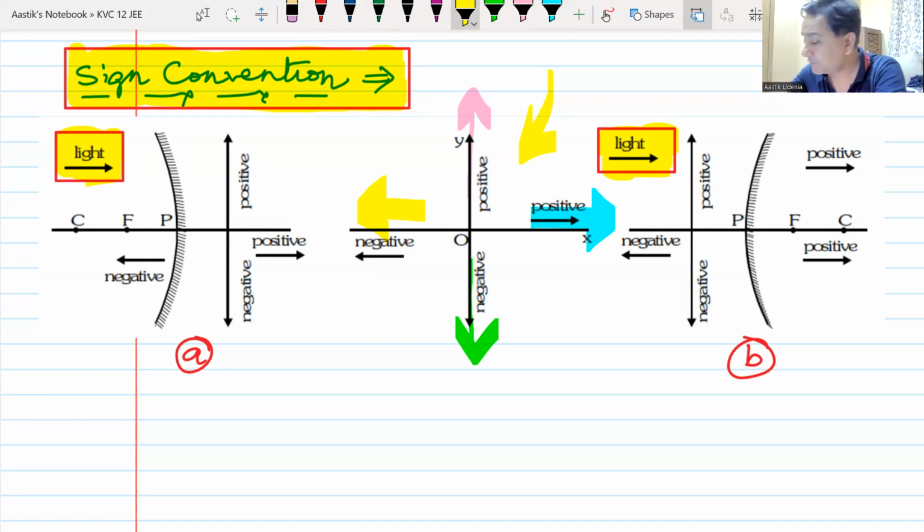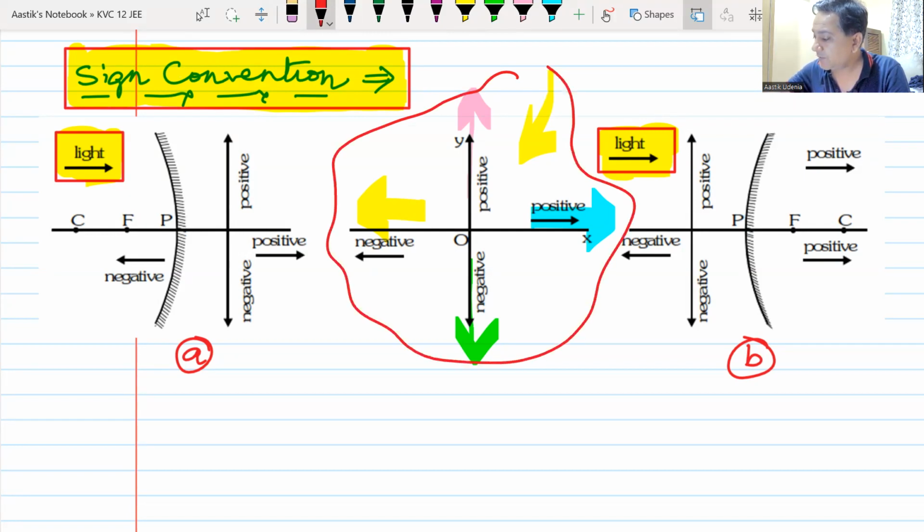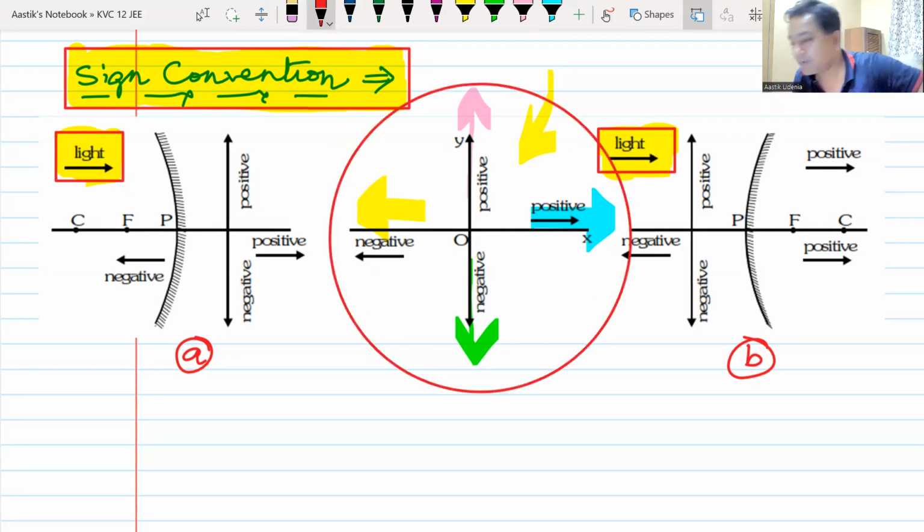Can I move ahead? Have you drawn this? Okay, draw this. You have already drawn this part. The other part is nothing but just they have shown that if there is a concave mirror, it is the same. Whether it's a convex mirror, it is the same. Doesn't change anything. Shall we move on?